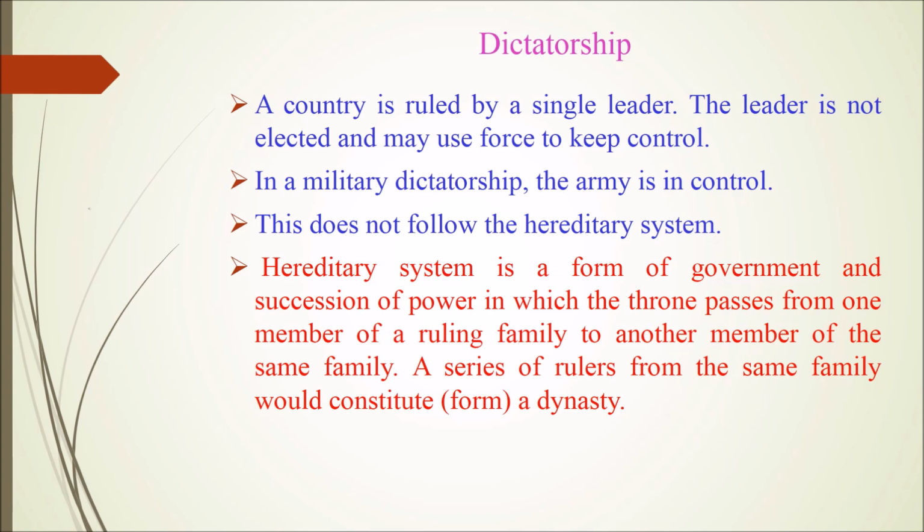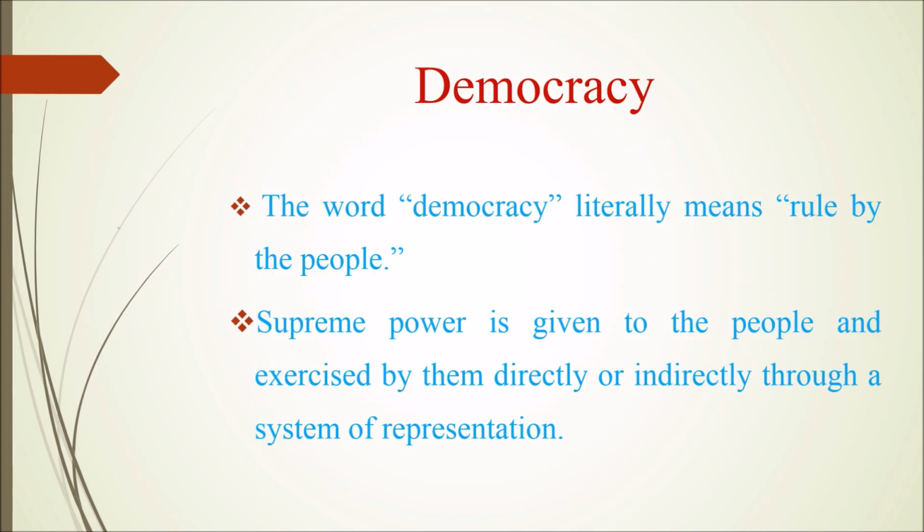A series of rulers from the same family would constitute a dynasty. Here, constitute means form a dynasty. So, dictatorship does not follow the hereditary system. Next, we are going to learn about democracy.